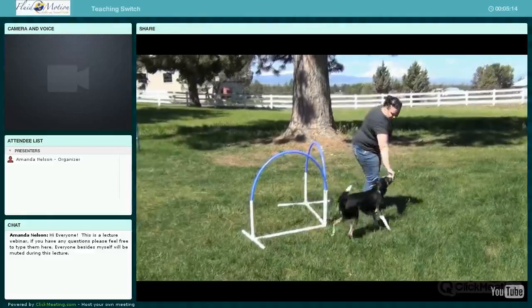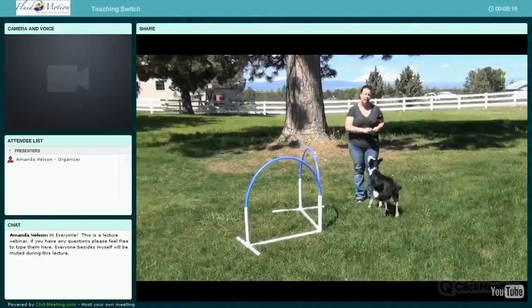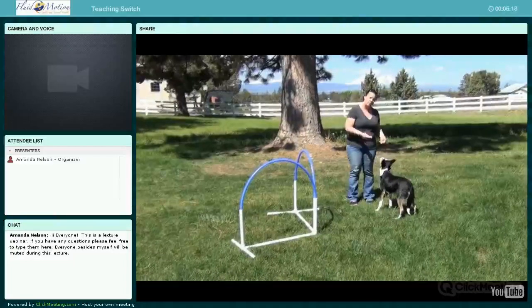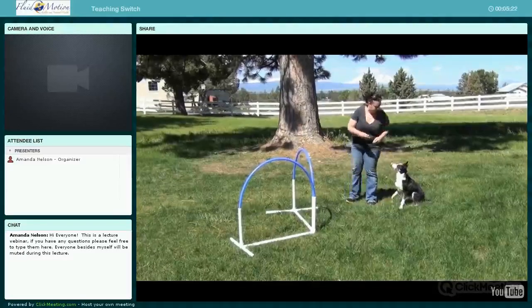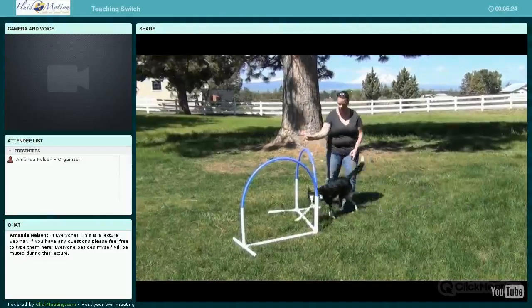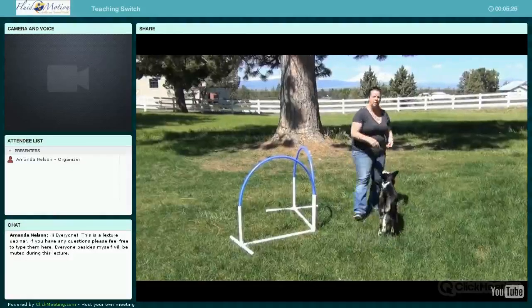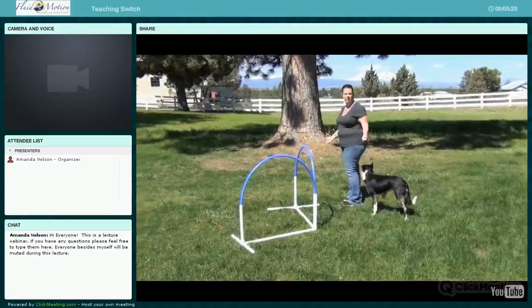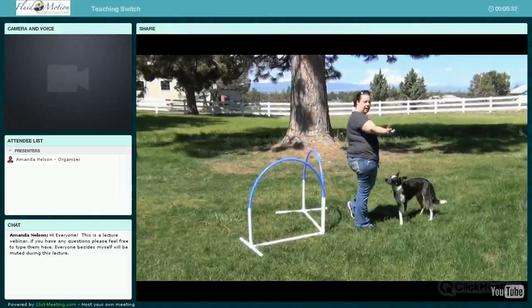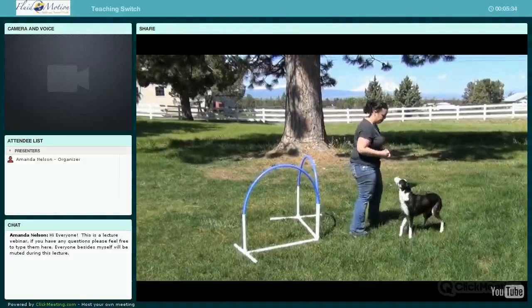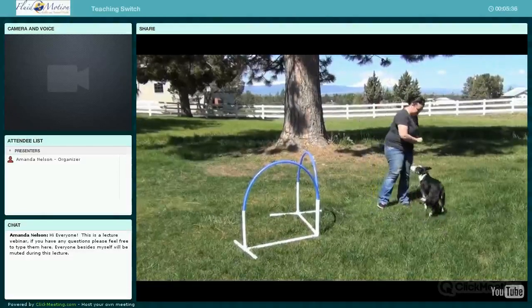Switch. Good. As we get better and as she gets better, my exaggeration of my arm is going to come down a little. It should look more like this. Switch. Good. But I really want her to see that arm, so when we progress through these lessons, she really understands this body language means a change of direction. A couple more times. Sit.